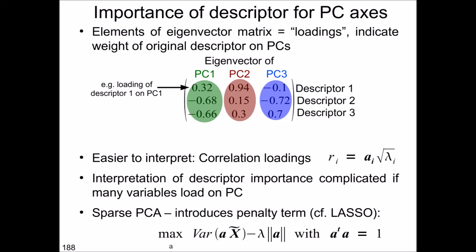Note also that the lambda that is used here in the penalty term in the equation, maximum variance of A times the transformed and centered matrix X minus lambda times, this lambda is not an eigenvalue. That is very confusing here in the context of PCA, but we have to stick to the terminology that is used in the papers. That's the lambda penalty that is optimized, and you know this already from lasso, but don't confuse this with the lambda that is used for the eigenvalues. That's also the result of a maximization problem.